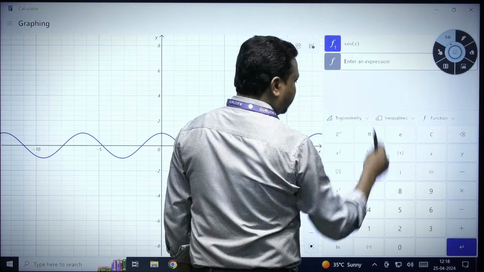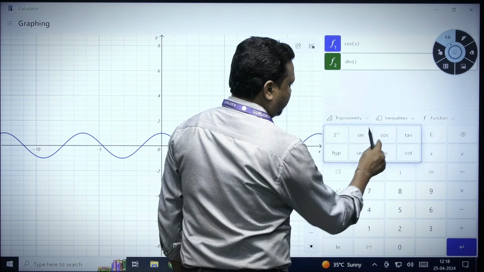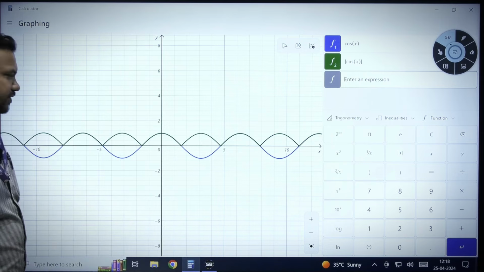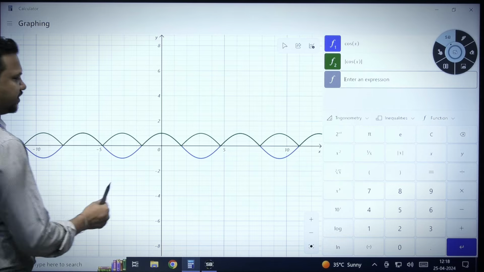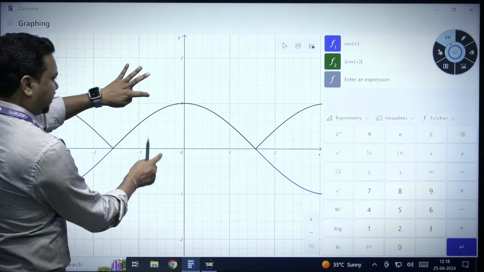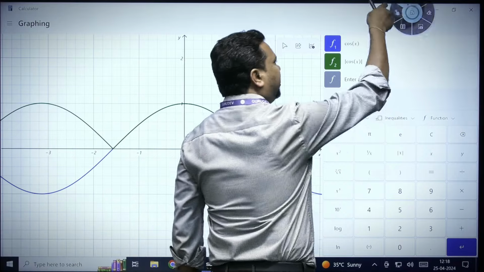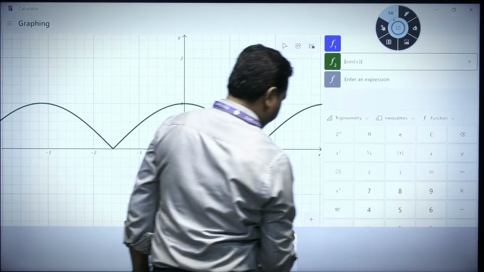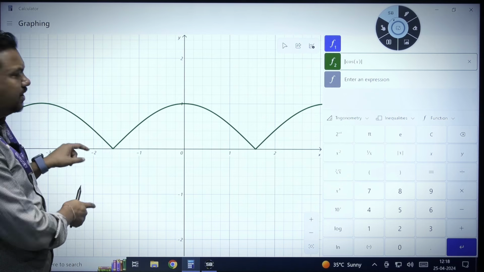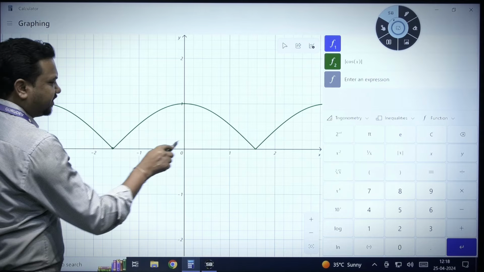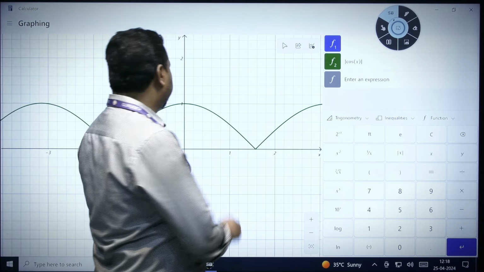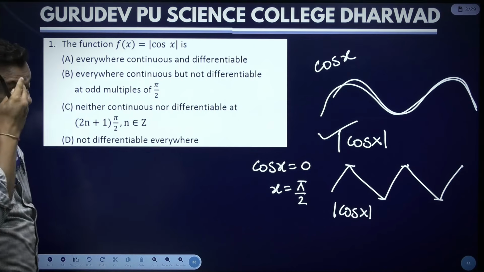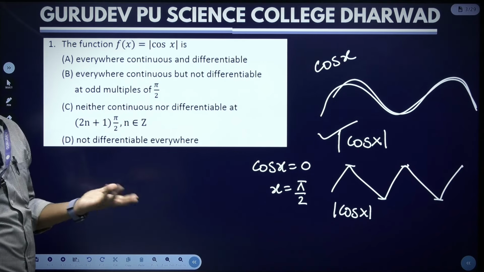And suppose I consider the same function with respect to modulus. This is another graph, which is green in color. You can observe that we have a curve which is making some sharp edges. Please take note: this green graph is making sharp edges at the odd multiples of pi by 2. So this is the mod cos x function graph. It is easy to understand that this function is continuous but not differentiable at odd multiples of pi by 2. So why can we not consider option A, continuous and differentiable? Of course, it is not differentiable because of the sharp edges.